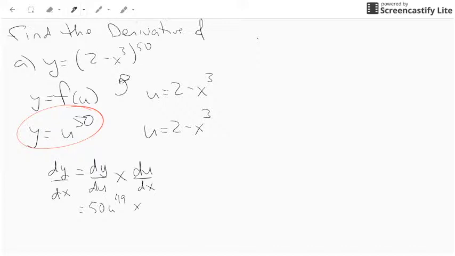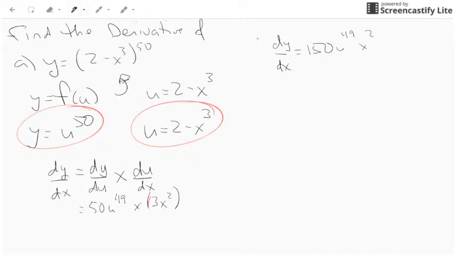multiplied by, and now I'm going to take the derivative of this expression right here, but this time with respect to x. The derivative of 2 is just going to be 0. The derivative of negative x cubed will be negative 3x squared. Okay, good. So now when we multiply those together, we get that dy by dx is going to equal negative 150 u to the 49 multiplied by x squared.